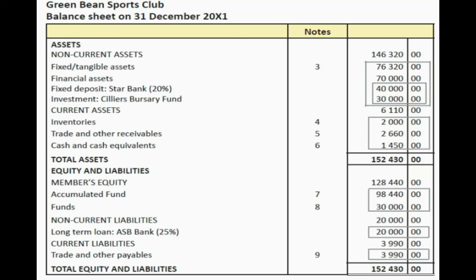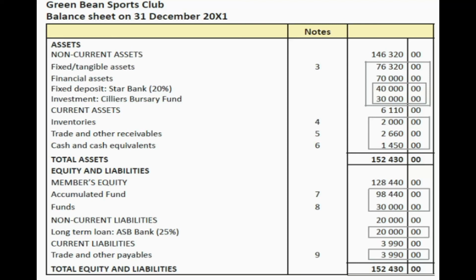So members' equity. Remember, I said to you in the beginning that members' equity consists of all the funds together with your accumulated fund. Then liabilities are also divided into non-current liabilities and current liabilities, the same as the assets are divided. So non-current liabilities are long-term, outstanding for longer than a year. So the long-term loan is the loan in Absa Bank, which is 20,000. So the total for non-current liabilities is 20,000.